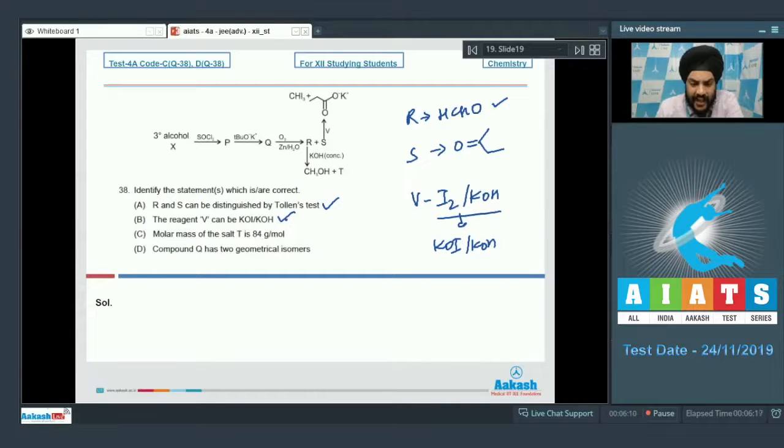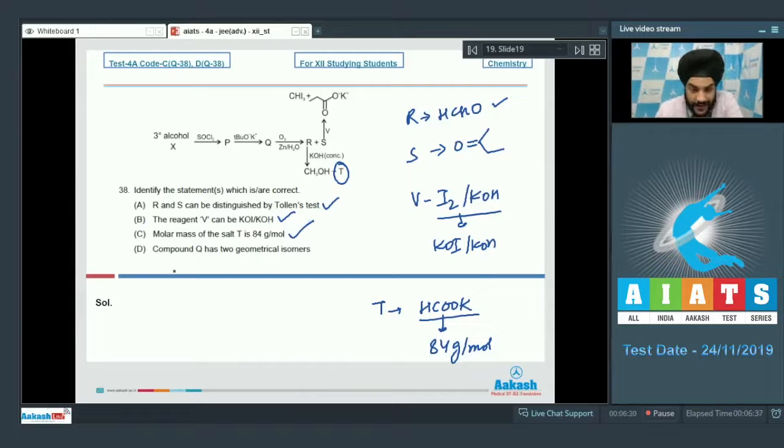If you talk about option C now, it says that the molar mass of the salt T is 84 gram per mole. So students, if we talk about the salt T, salt T was the potassium formate. So we have HCOOK, and if we try and figure out the molar mass, its molar mass is indeed 84 gram per mole. So option C is also correct, students.